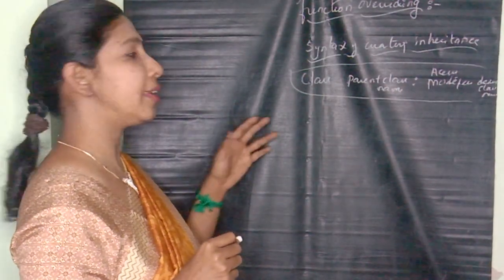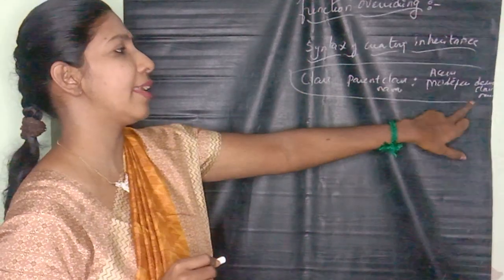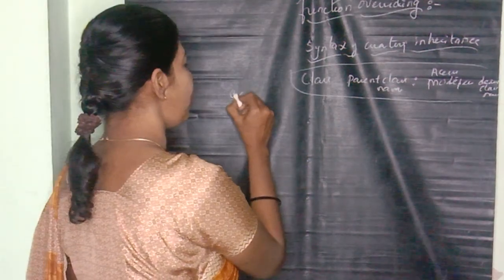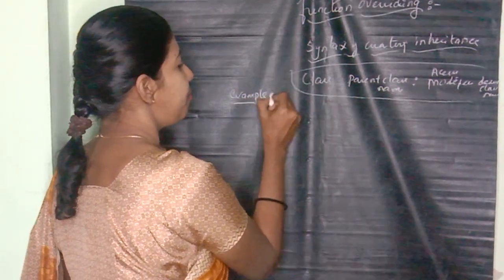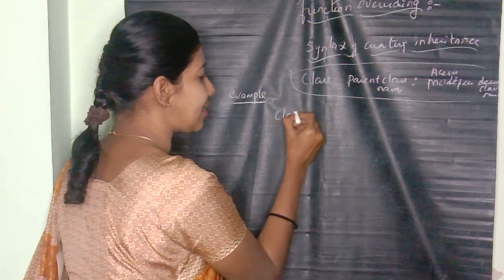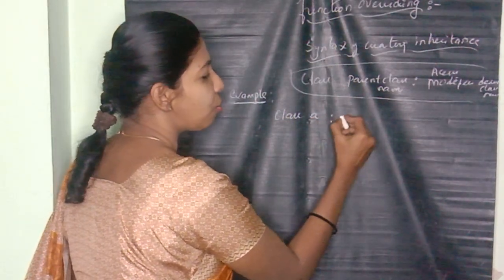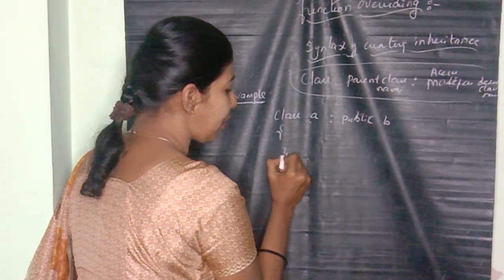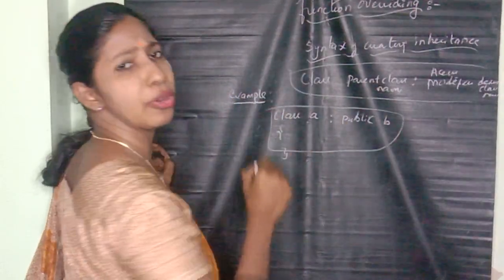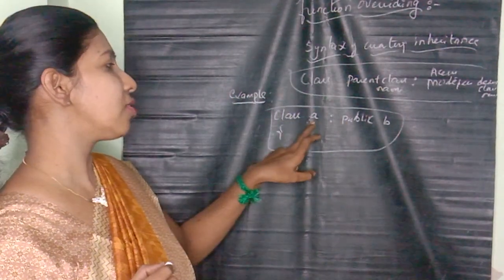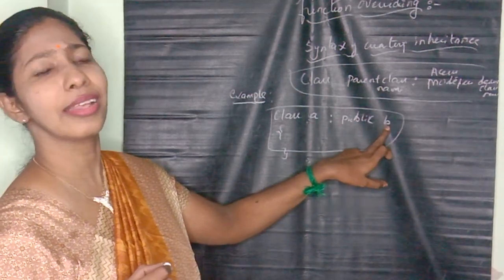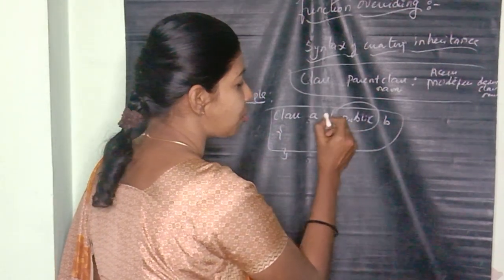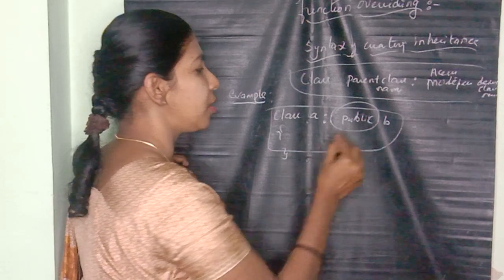We have to create an inheritance under this parent class. This is your derived class name. After the colon, we have the access modifier. What is an example of creating inheritance? class A, parent class name, public B. Open bracket, closing bracket. Here A is your parent class name, B is the derived class name, and public is the mode, the access modifier.